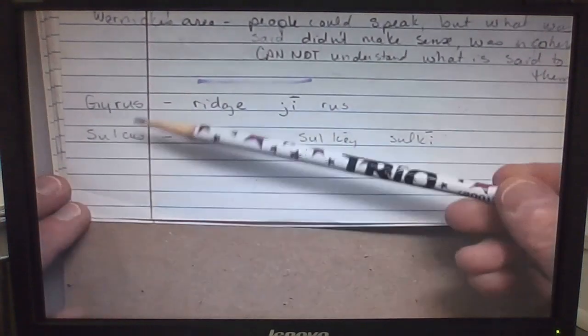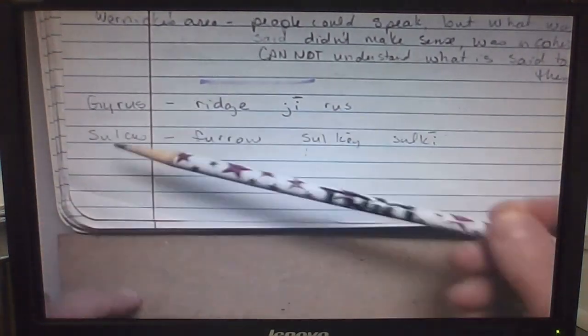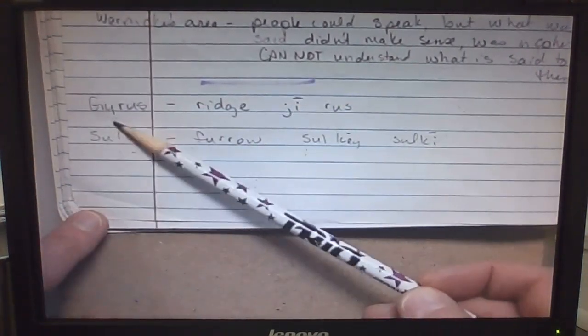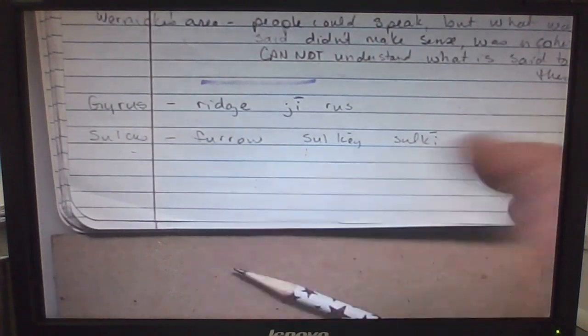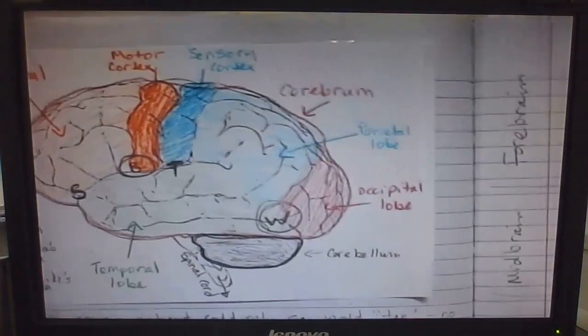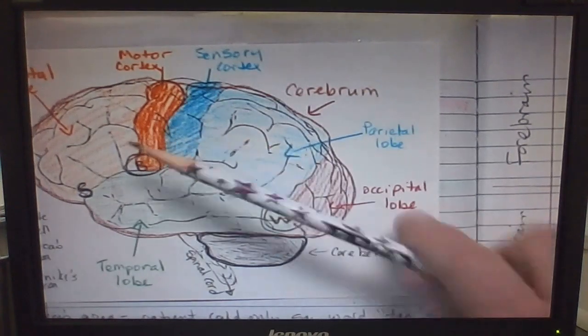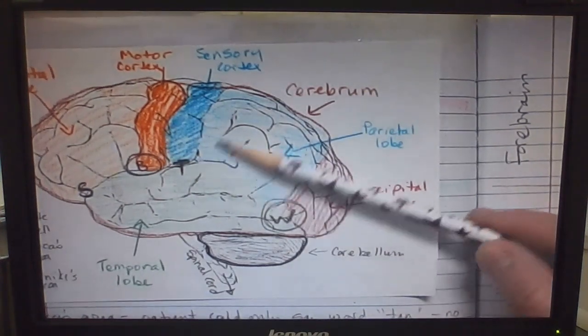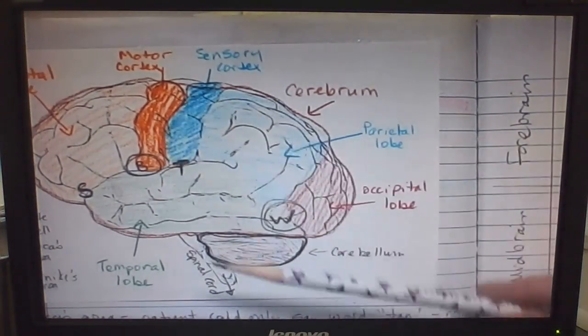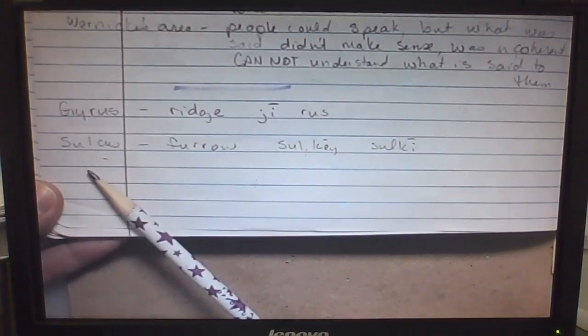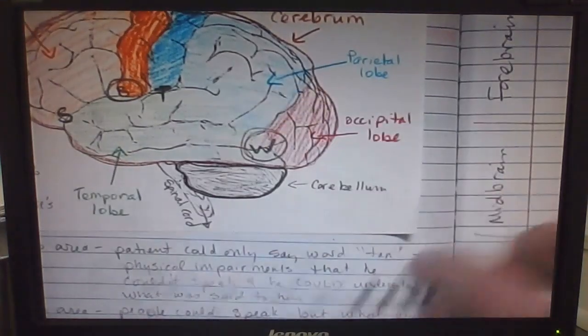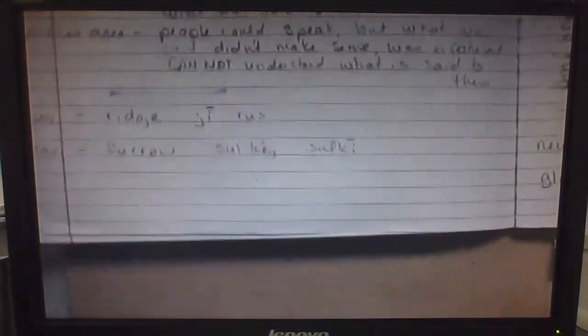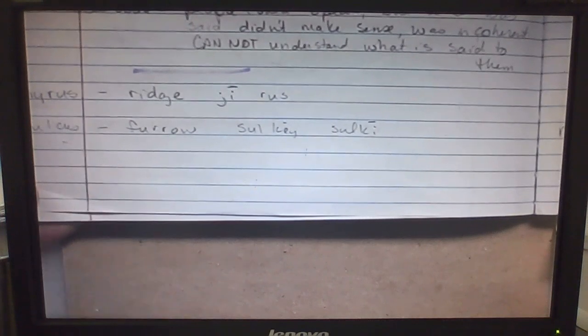Okay, gyrus and sulcus. So gyrus or gyri, that's the ridge, that's the bump. So in all of this wrinkly part of the brain, the bumps are the gyrus or the gyri. Sulcus or sulci, those are furrows. So the indentations are the sulcus or the sulci. Sulci, sulci, you'll hear it either way.